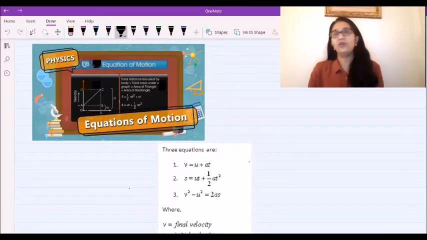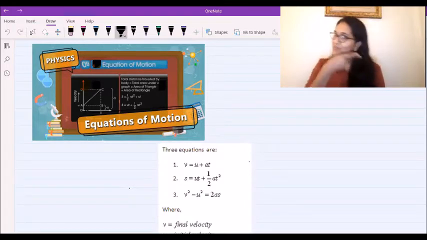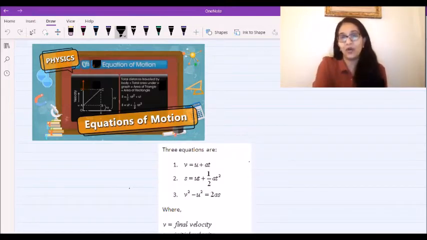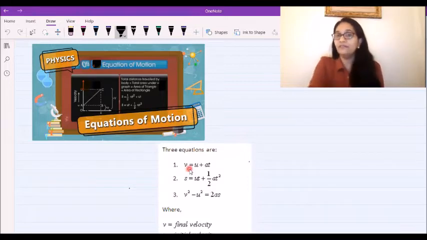For this portion, we need all the concepts we have studied in this particular chapter. So let's begin equations of motion. There are 3 equations of motion. The equations are already given over here. The first equation of motion is V equals U plus AT. The second one is S equals UT plus half AT square. The third one is V square minus U square is equal to 2AS.